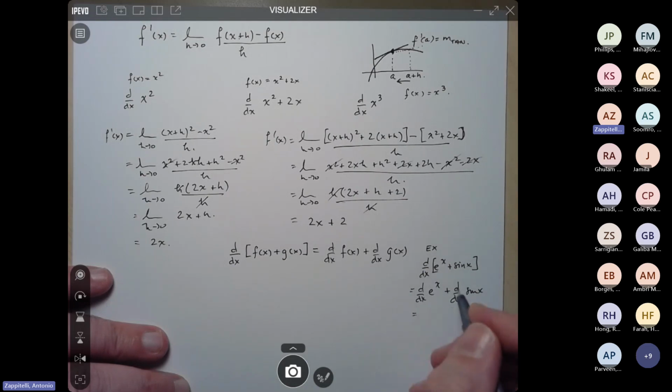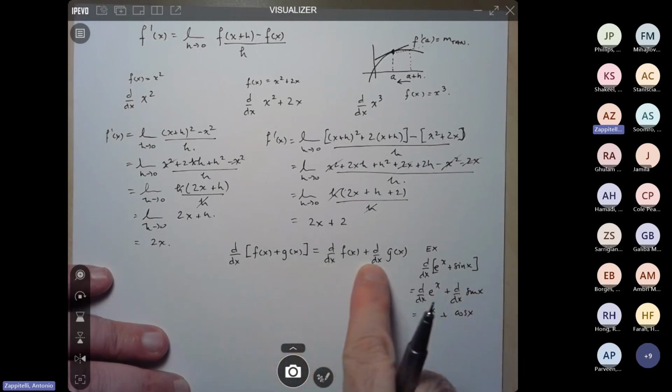Who's going to remind me, what's the derivative of e to the x? It's the easiest derivative of them all. That's right, e to the x, and then the derivative of sine x is just cos x. And I can work with the individual derivatives because of this law. This is the sum rule for derivatives.